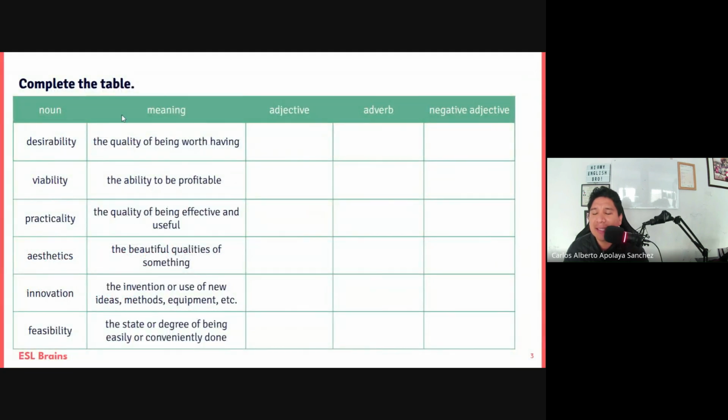So complete the table. We have different nouns: desirability, viability, practicality, aesthetics, innovation, feasibility, and then we have the meanings: the quality of being worth having, the ability to be profitable, the quality of being effective and useful, the beautiful qualities of something. I want you to create an adjective, an adverb, and a negative adjective. So, desirability. What is the adjective for that?